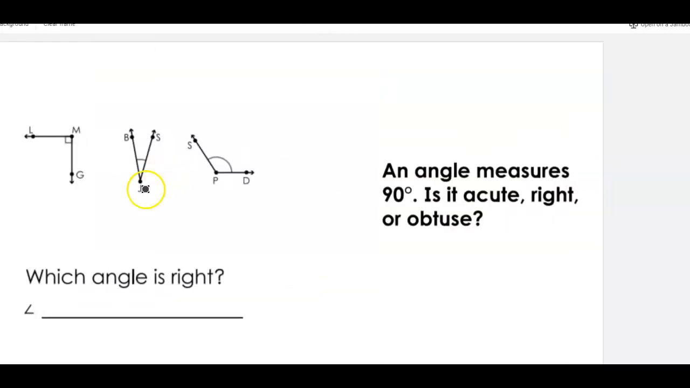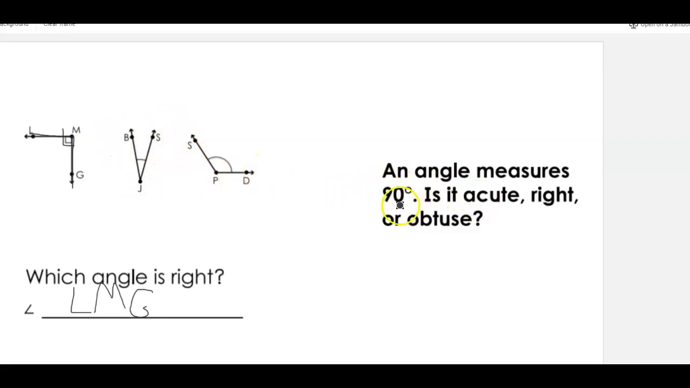Which angle is a right angle? Why don't you pause the video and look at them? Which angle is right? Well, angle LMG is right. LMG, right? It's got that little right angle measure. This is acute. This would be obtuse.